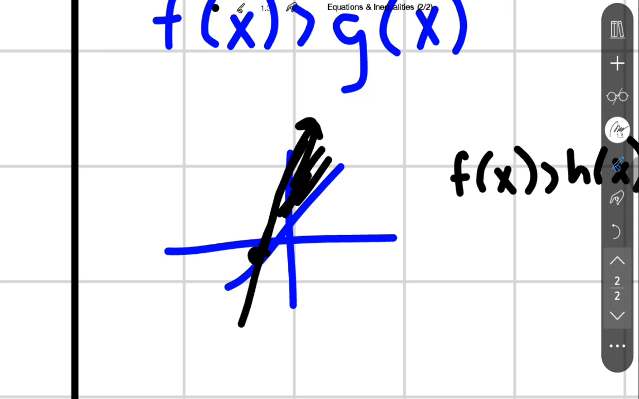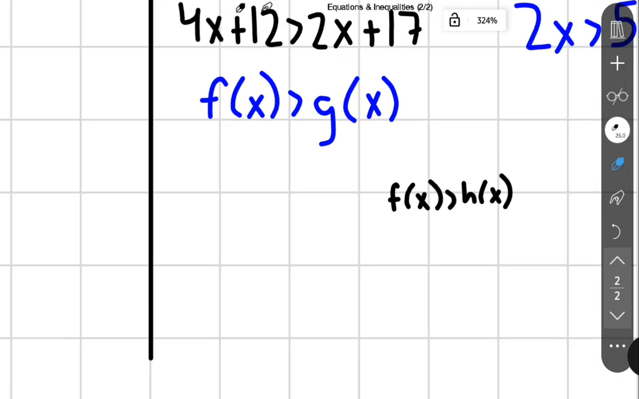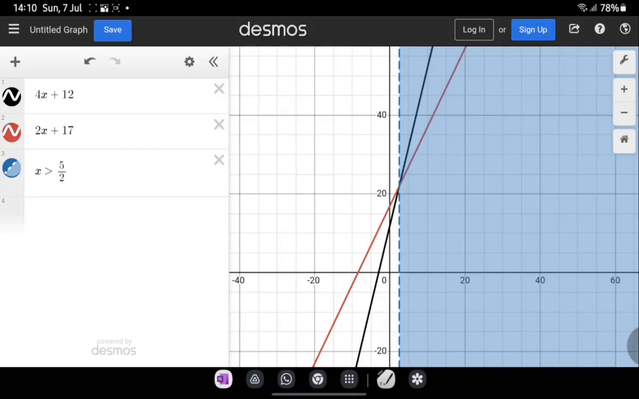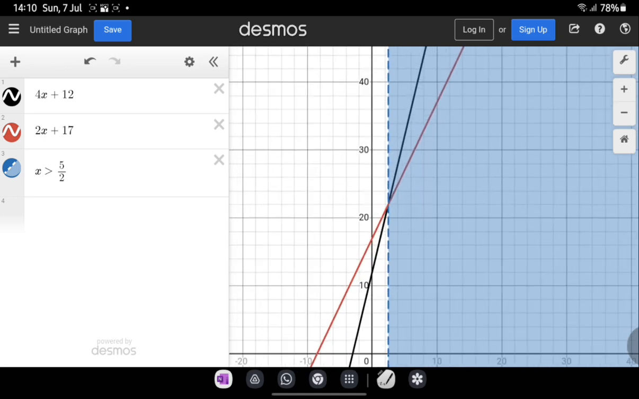So likewise, let me erase this. I already had this in Desmos, so you can see it firsthand. Let me open it up real quick. All right, the black function represents 4x plus 12, the red one 2x plus 17, and the blue region just represents the inequality that we already solved for in the end.